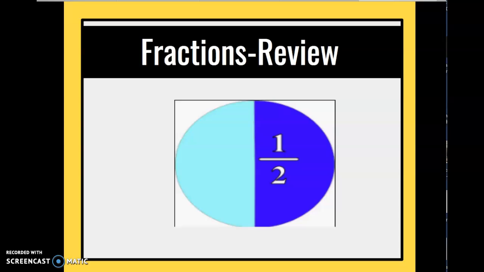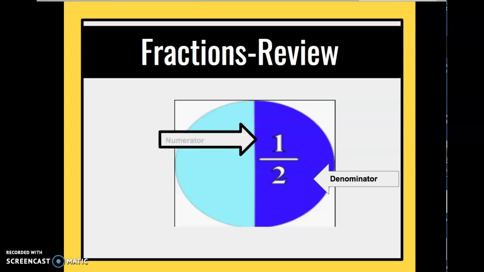So here we have a circle that is cut into half. It's cut into two equal pieces. The bottom number is called the denominator. The denominator always tells how many total parts there are. In this shape, there are two equal parts. The numerator is the top number, and that tells how many parts are shaded.